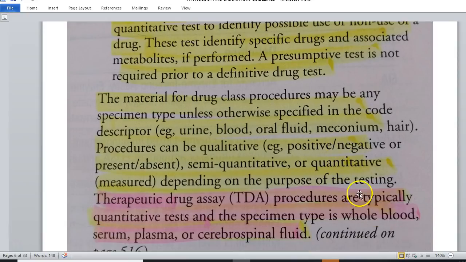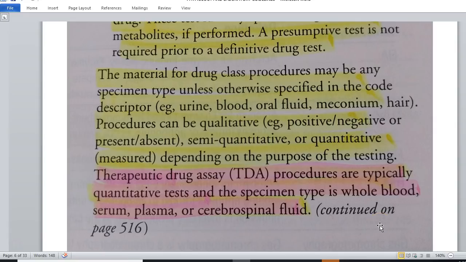Material for drug class procedures may be any specimen type unless otherwise specified in the code descriptor, like urine, blood, oral fluid, which is usually saliva and or mucous membranes, meconium, so again, that's baby's first bowel movement, and hair. Procedures can be qualitative, which is positive, negative, or present absence, semi-quantitative or quantitative, which is measured how much, depending on the purpose of the testing.